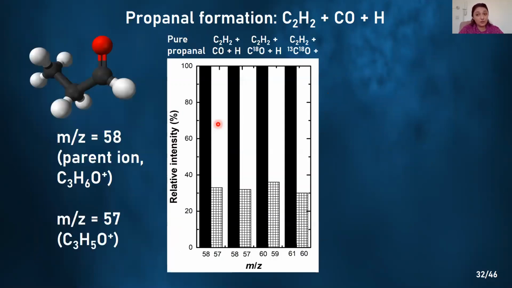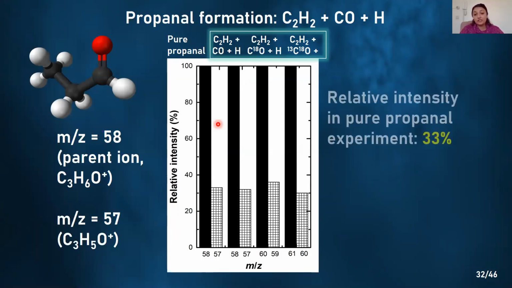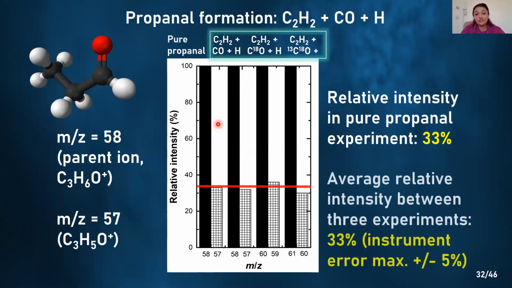And then for extra confirmation of propanal formation, I looked at the CO isotopes so that I could see the mass to charge shift at the desorption temperature of 125 Kelvin in the mass spectrum. The relative intensity between mass to charge values of 57 and 58 in the pure propanal experiment is 33%, which is the average relative intensity found between 3 different experiments that contain 3 different isotopes of CO. So with these verifications, it's confirmed that propanal is formed in the acetylene plus CO plus H experiment.